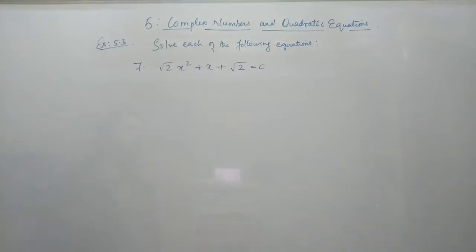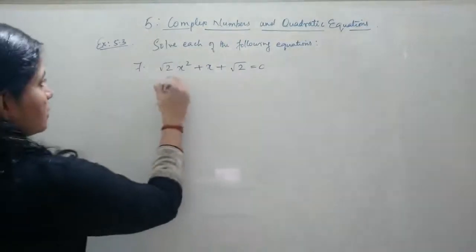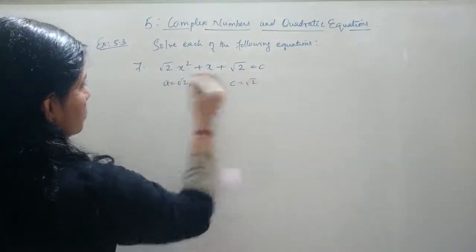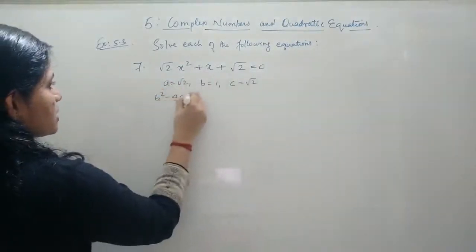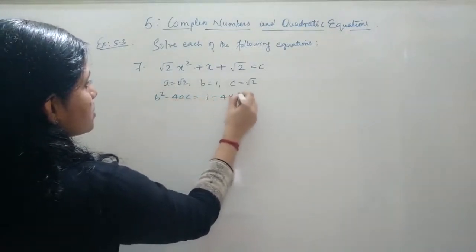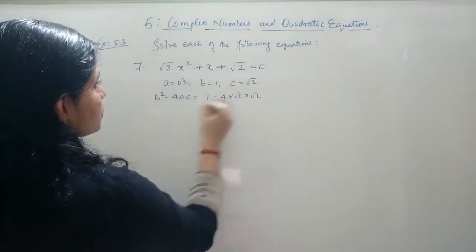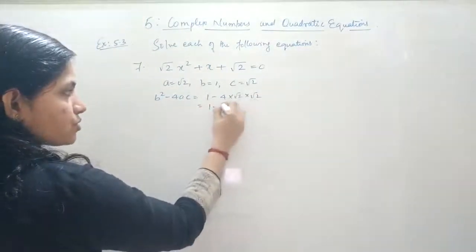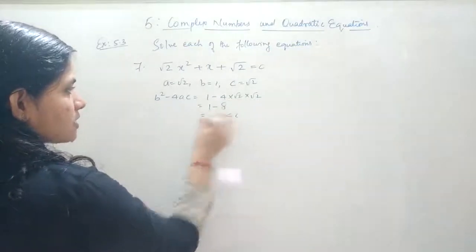Seventh question is root 2x square plus x plus root 2 equal to 0. So a is root 2, b is 1 and c is again root 2. So b square minus 4ac is 1 minus 4 into root 2 into root 2, which is 1 minus 4 into 2, so 4 into 2 is 8. Again negative 7, less than 0.